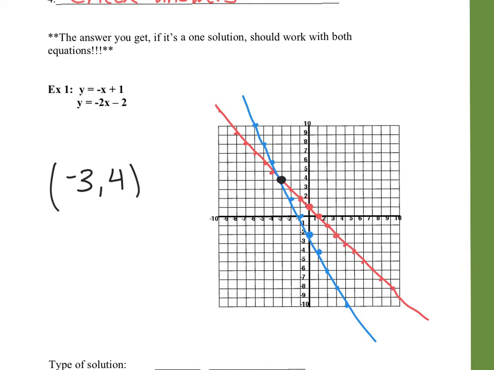The last thing I want to do is I just want to check these. And how am I going to check them? I can do it in my head, okay? Or I can just grab a calculator. And what I would do is I would plug in the 4 for y, I would plug in negative 3 for x in each of these statements, and just see if the left side equals the right side. So for this first one, does 4 equal negative 1 times negative 3 plus 1? Is that true? What's negative 1 times negative 3?